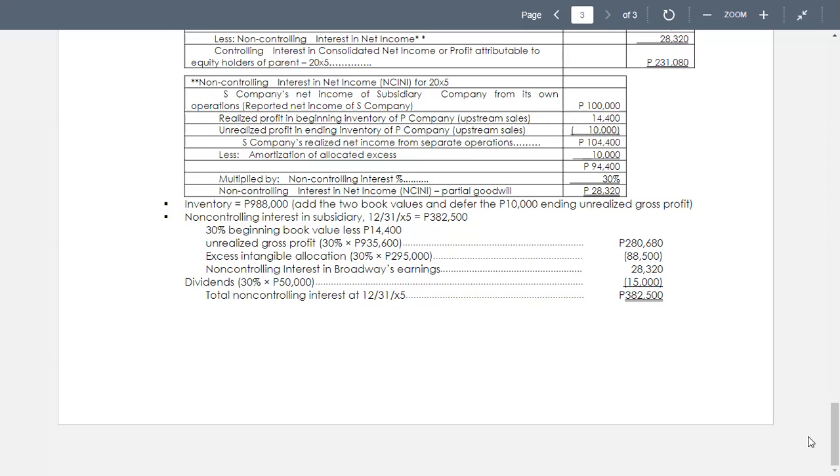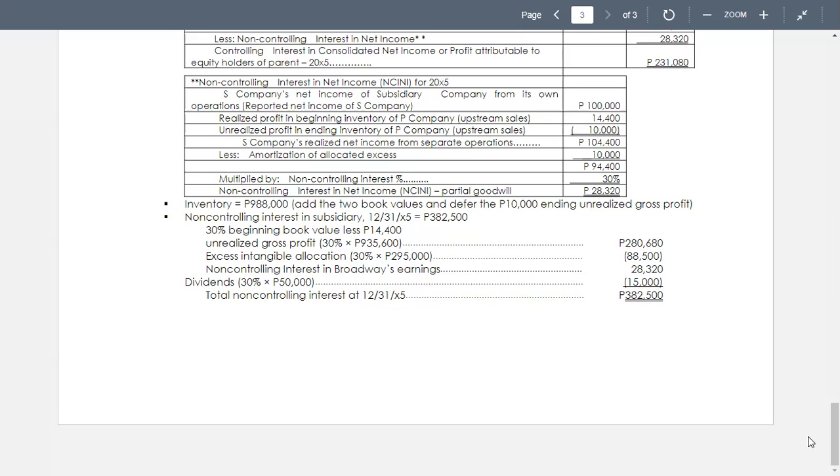So 2,400,000 add 63,000, deduct 69,000. You have the difference of 2,394,000. That's the realized net income from separate operations of tuna. Then we multiply by the non-controlling interest.